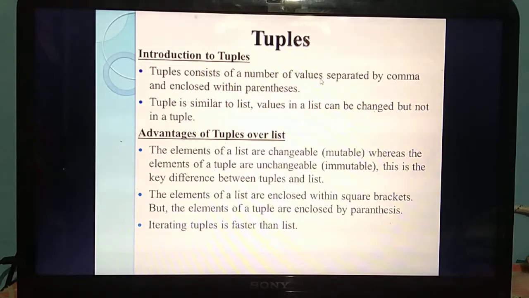Understand what I mean by tuple? Tuples consist of a number of values separated by commas enclosed within parentheses. This tuple is also similar to a list, but you can change the values in the list, whereas in a tuple you cannot change the values. Understand? Very important question: difference between list and tuples.